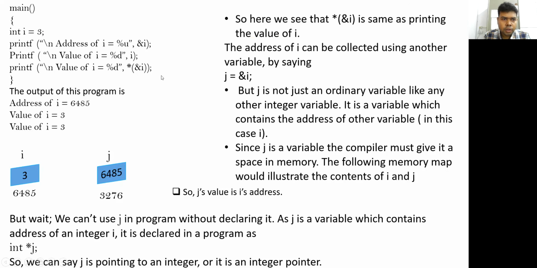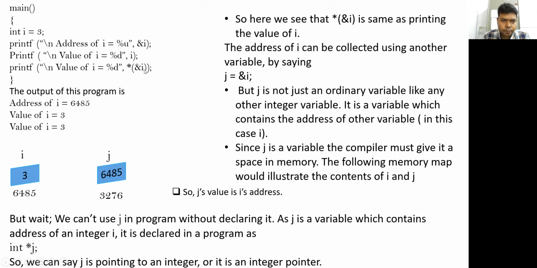So here you see we have similarly defined the variable i equal to 3, and then printf address of i, ampersand i, here we have written. So ampersand i means address of i. Next we are printing the value of i. So here we are writing like this, and then again we are going to print the value of i, and here we are writing in this way: asterisk within first bracket, ampersand i.